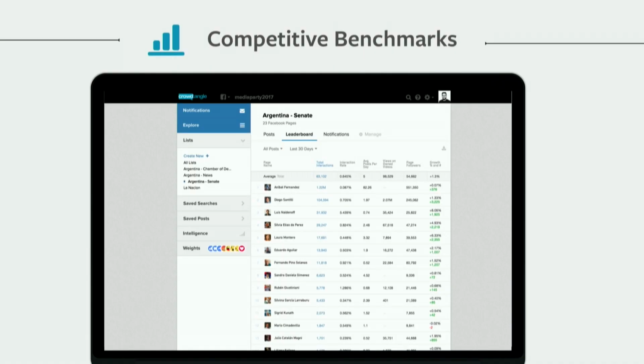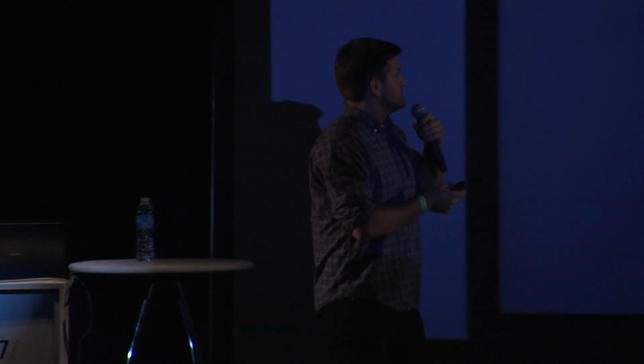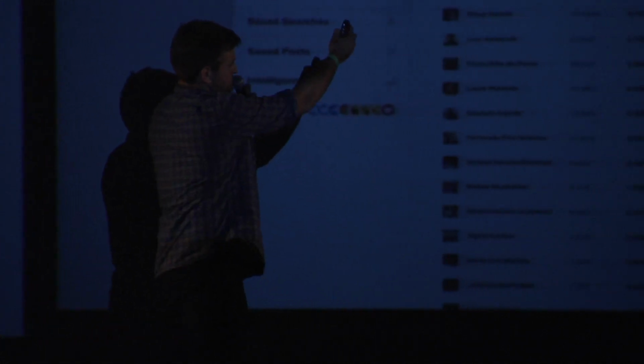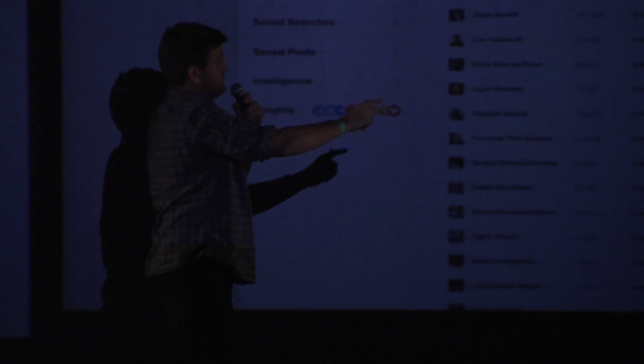The other main use case is competitive benchmarks. How's my publication stacking up to my competition on Instagram, Facebook, or Twitter? Reddit, obviously, can't do that on Reddit, but we also work with Reddit. So this is an example of the Argentinian senators, and who's getting, it's really hard to see, but it's essentially filtered by total interactions or sorted. But you can sort by videos, by page size, etc.